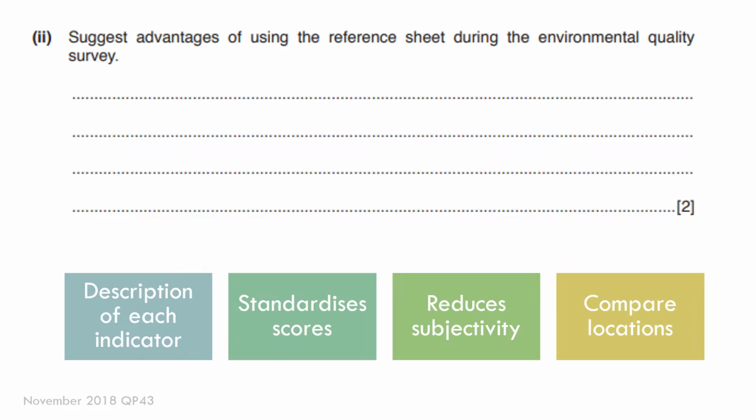So other things you might look into is evaluating your method. Here you've got suggested advantages of using the reference sheet during the environmental quality survey. Again, at the bottom I've given you some key things to remember. It's a description of each indicator so you know clearly what you are focusing on. It helps you to standardize scores, so reduces subjectivity, and it helps you to compare locations. If you are recording the location on each site, you can compare them against key indicators.